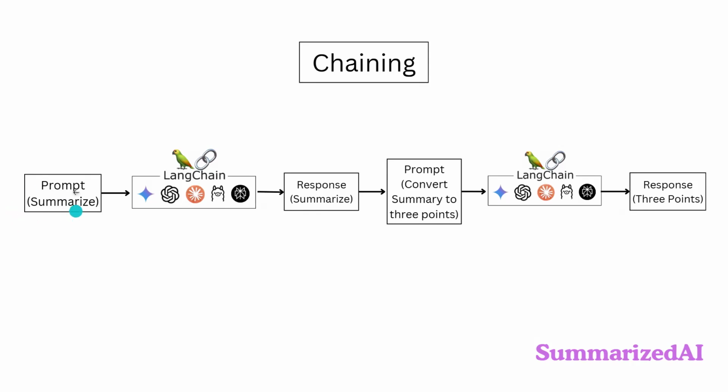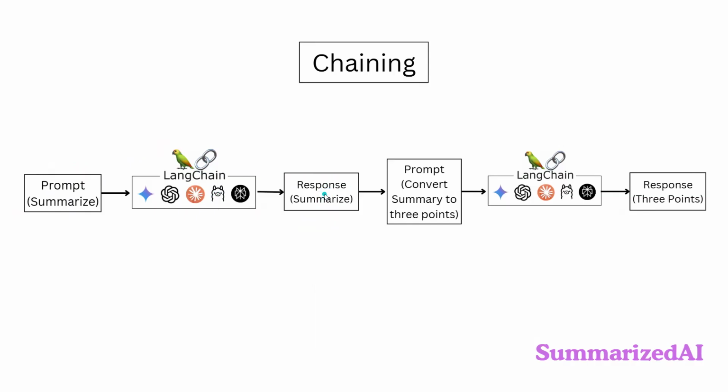If you see an example here, I have a prompt just to summarize any topic. Okay, now if this particular prompt goes to an LLM model, either of the LLM models, it will give me the response, summarizing that particular topic.